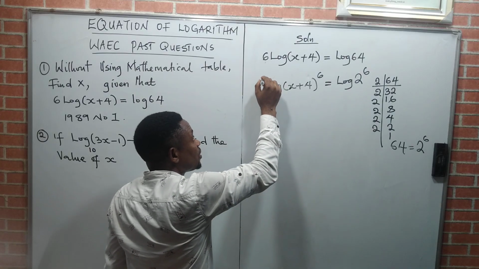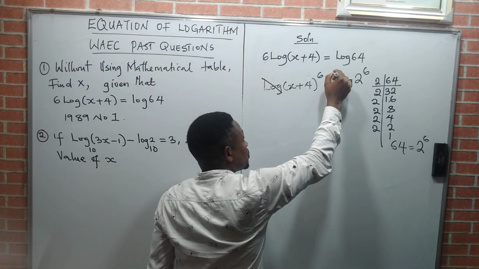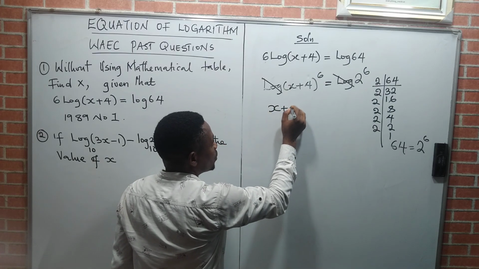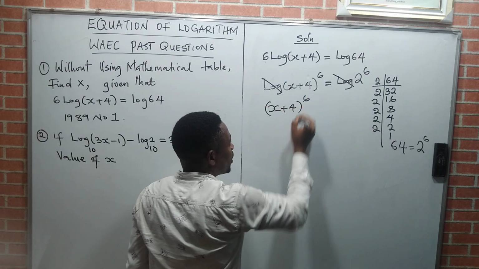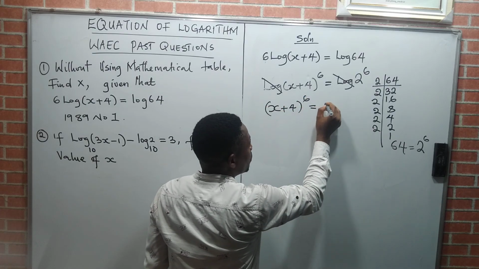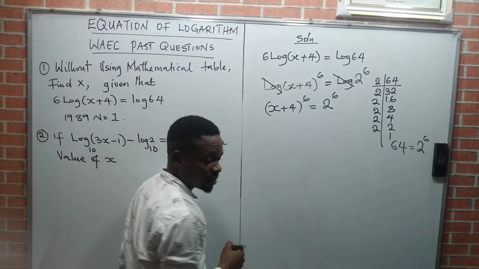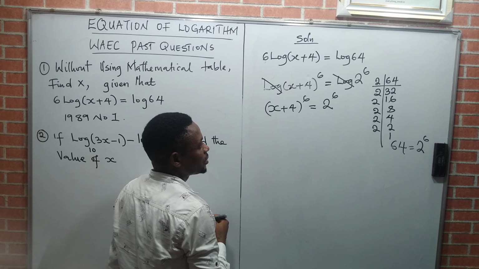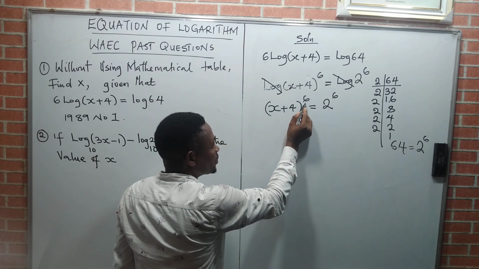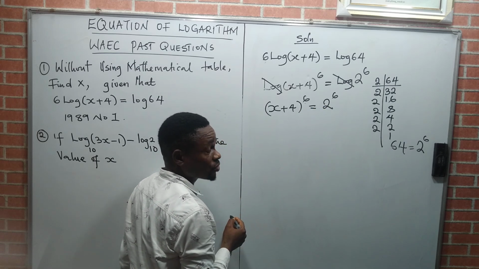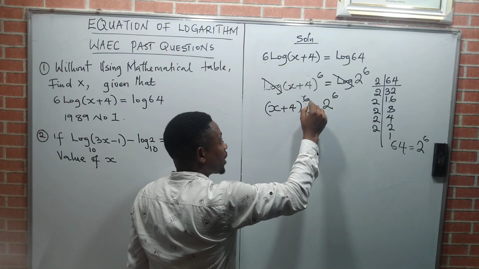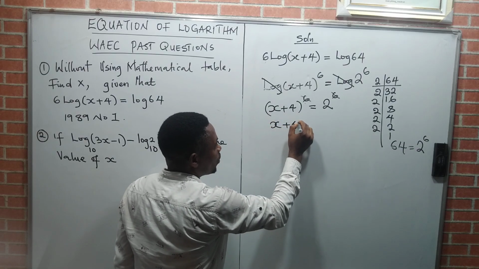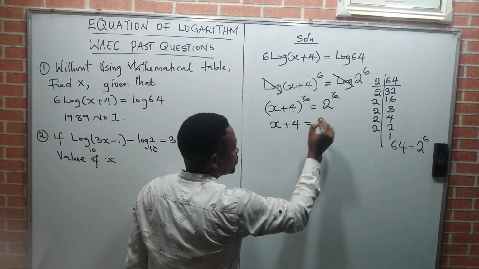Now you can see that log to the left, we cancel log to the right. So what is left now is x plus 4 all in bracket to the power of 6 is now equal to 2 to the power of 6. So what do we do next? Now check out the powers. You agree with me that the power to the left is 6 and the power to the right is also 6. So both of them will cancel each other. So what remains now is x plus 4 should now be equal to 2. Are you with me?